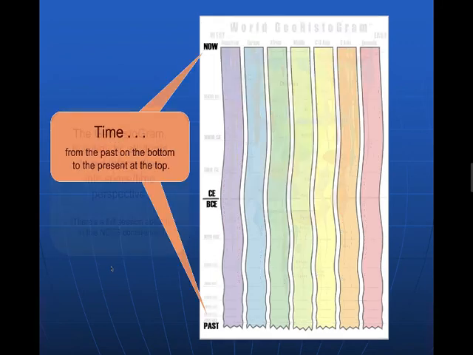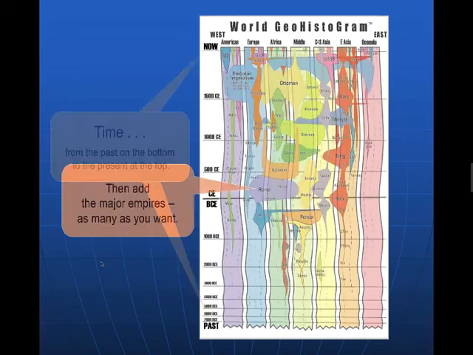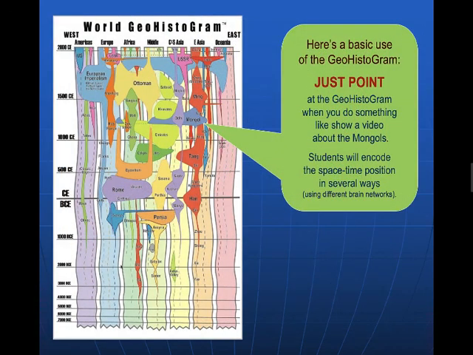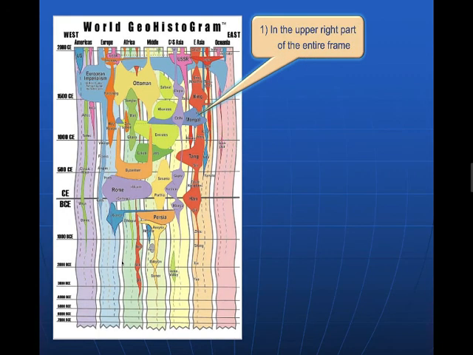On this graphic organizer, time goes from the past on the bottom to the present at the top. By the way, that's how the brain timeline actually is in your brain. You can add as many empires to this as you want. One basic use, of course, is just to point at it and get the wall version of it. And when you show a video about the Mongols, just point, say the Mongols were about there. Students will automatically incorporate that was in the upper right-hand corner of the diagram, and therefore they're relatively late and they're way off to the east.